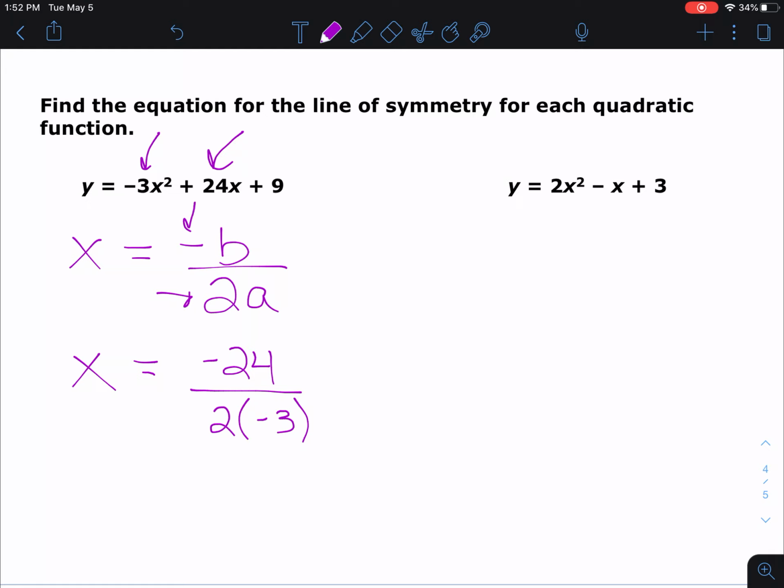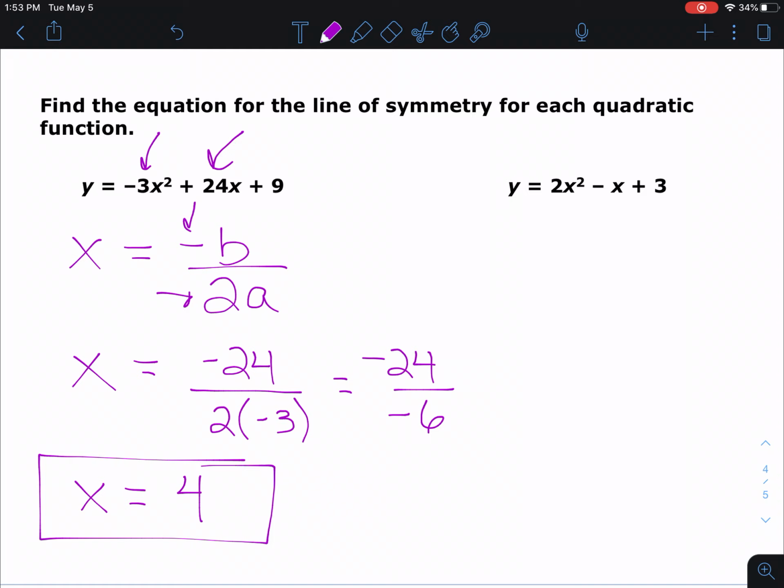Okay? So now you want to simplify this a bit. So I'm going to say this is negative 24. And then on the bottom, 2 times negative 3 is negative 6. Okay, watch your signs. That's really important. If you get the sign wrong, then this can mess you up. Okay, so now you're going to say, what is negative 24 divided by negative 6? Negative divided by negative is a positive. 24 divided by 6 is 4. So we get x equals 4. This is my line of symmetry. So that means the graph should be a vertical line at 4.